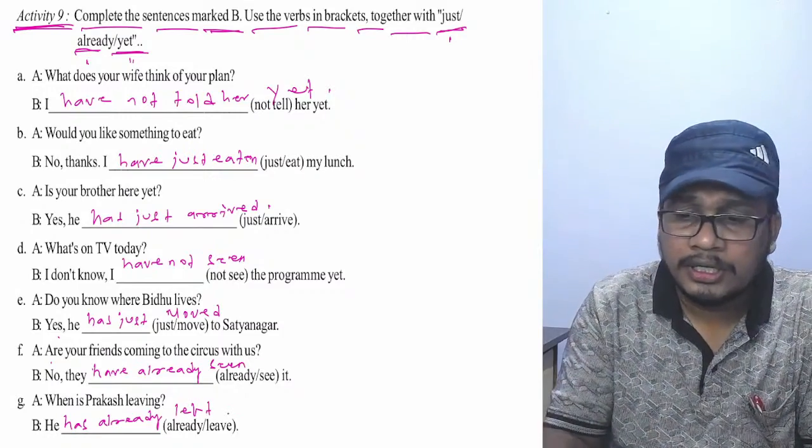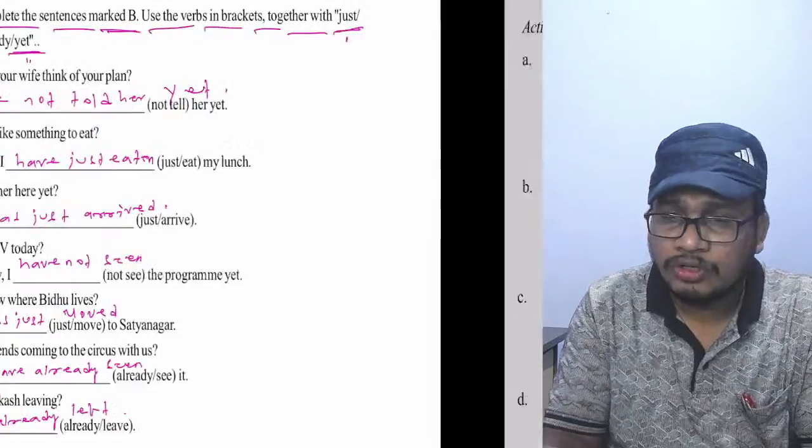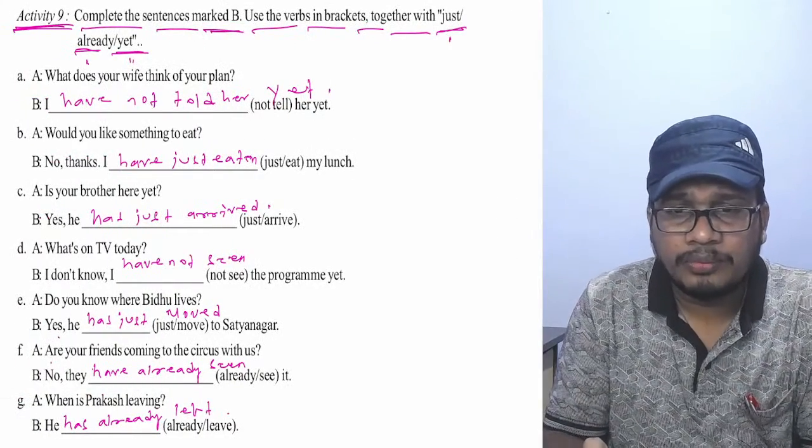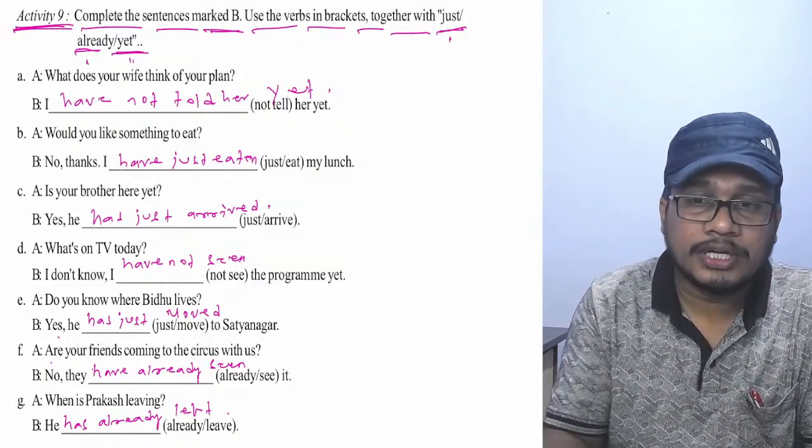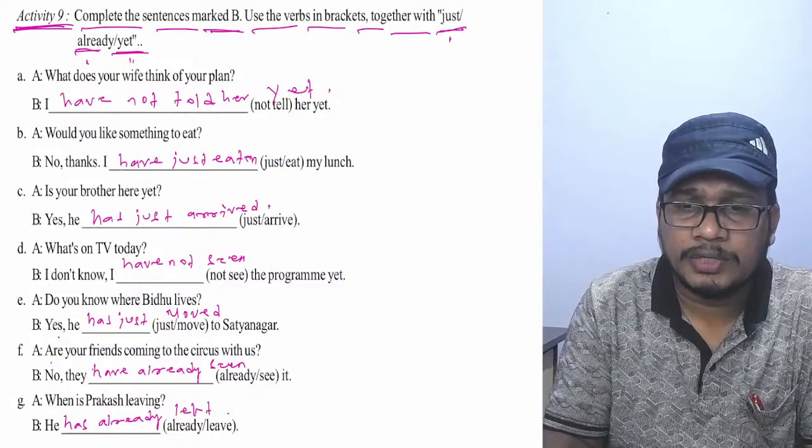Now activity 9 is over. Okay, got it? T Sahu, Soumya, then Ugrasen. Did you understand it? Did you get it? Yes or no? Please comment.